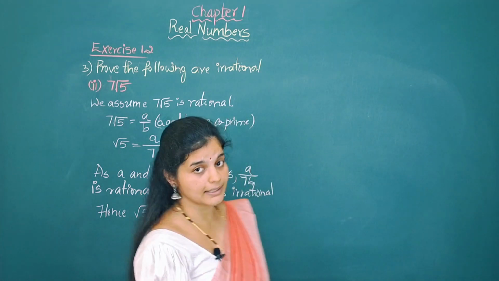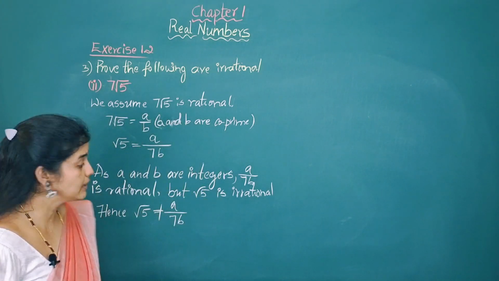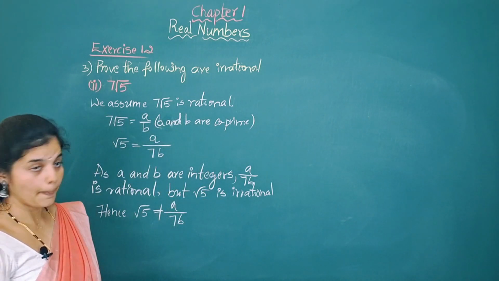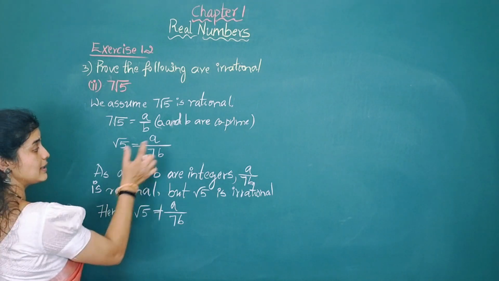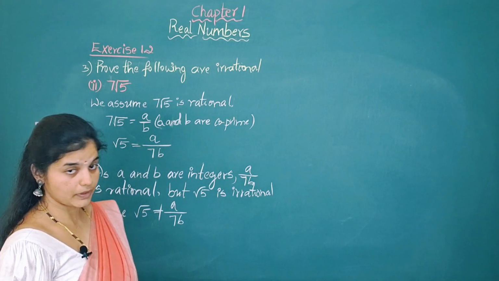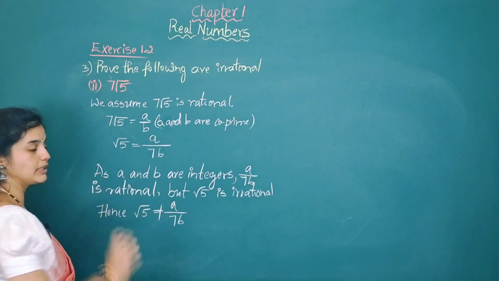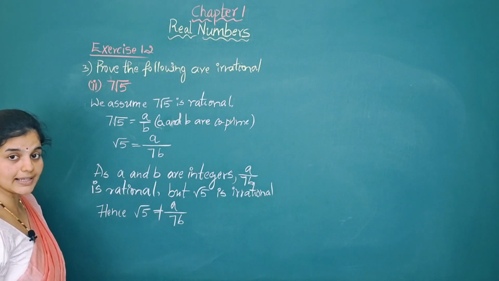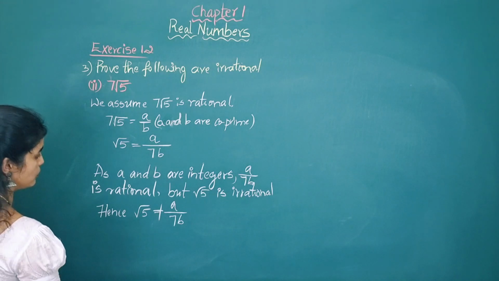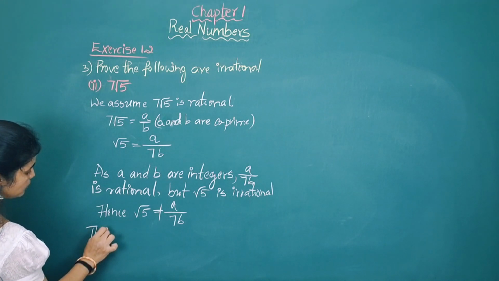So since a and b are integers, a by 7b is a rational number, but we know that root 5 is irrational. So an irrational number cannot be equal to a rational number. Okay, so root 5 is not equal to a by b. So this contradiction has arisen because of our wrong assumption.